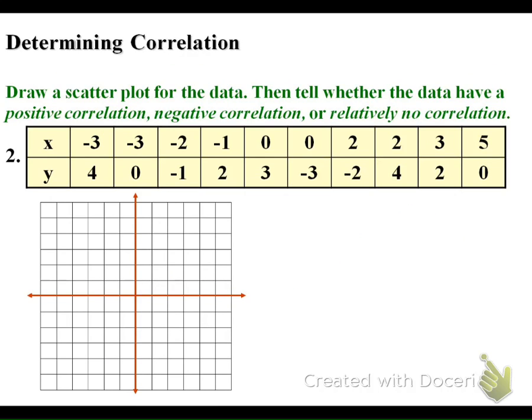All right, here is example 2. We are going to graph those points. Again, we're going to try to see if it's a positive, negative, or no correlation. So, -3, 4.